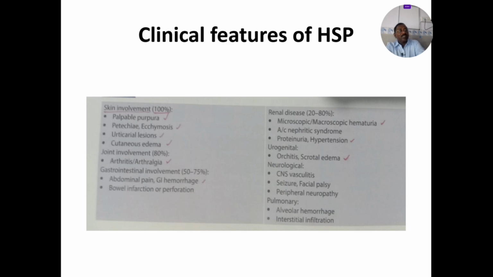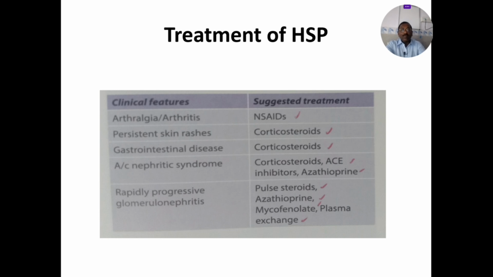So there are pictures of the HSP, skin involvement 100%, palpable purpura, petechia, ecchymosis, urticarial lesions, cutaneous edema. Joint involvement of 80%, maybe arthralgia or arthritis, gastrointestinal, abdominal pain, etc. Renal diseases, neurological, pulmonary. So they are all features of your HSP. What is the treatment? Arthralgias or arthritis, you can use NSAIDs, short-term basis only. Persistent skin rashes, you can go for the steroids.